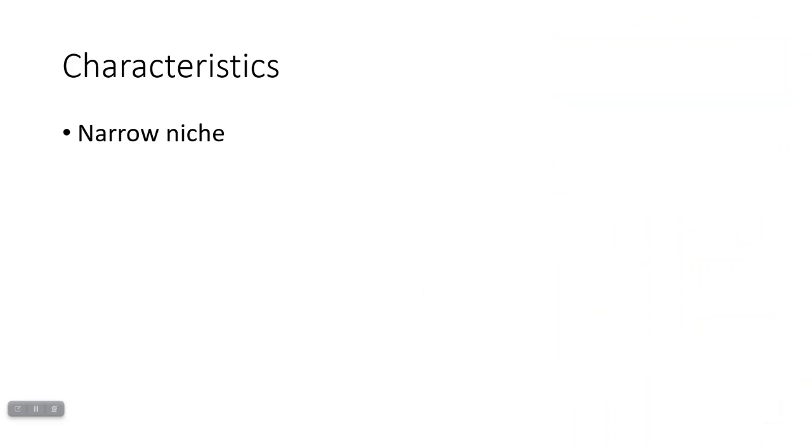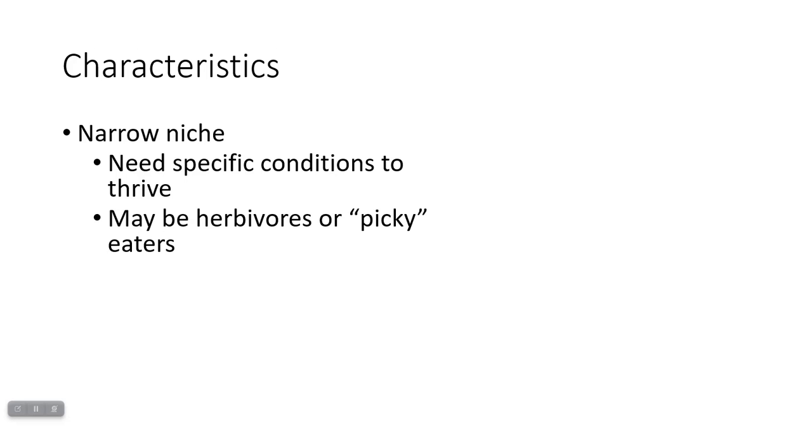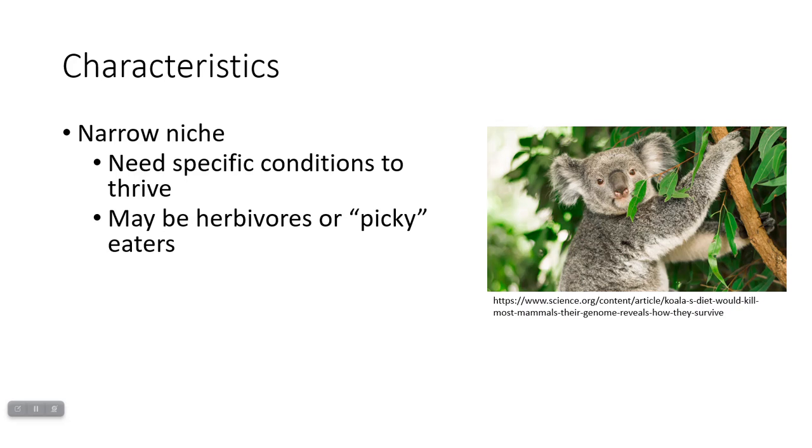Specialist species, on the other hand, tend to have a lot of the opposite characteristics from generalists. They have narrow niches. They have very specific requirements. They may need to live in a particular set of temperature conditions, or they may have particular watering requirements if they're plants, or they may eat a very specific food source. So they tend to be what you might think of as the picky eaters. A lot of them are herbivores, they're not omnivores.